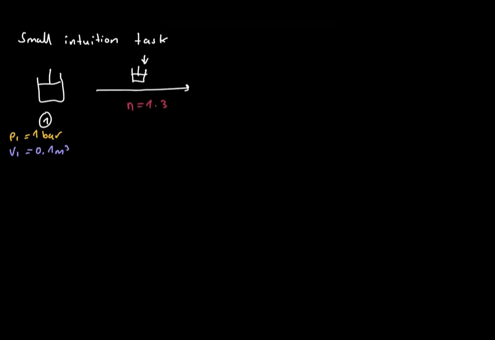Now let's do a tiny example. Air is compressed polytropically. The initial pressure is 1 bar. The initial volume is 0.10 cubic meters. The final pressure is 5 bar. The polytropic exponent is 1.3. We want the final volume.